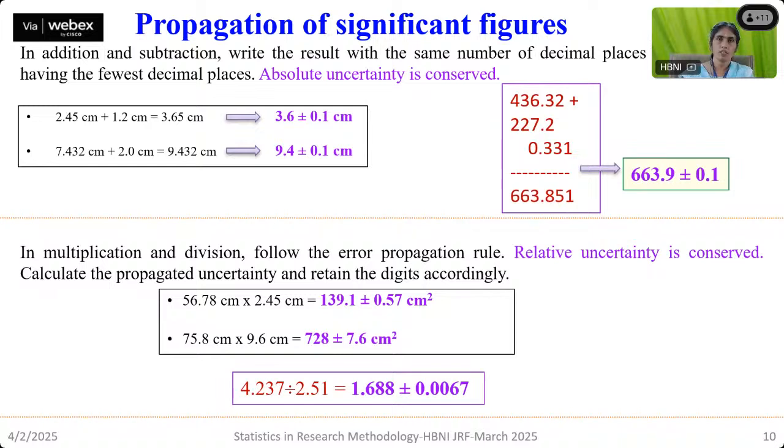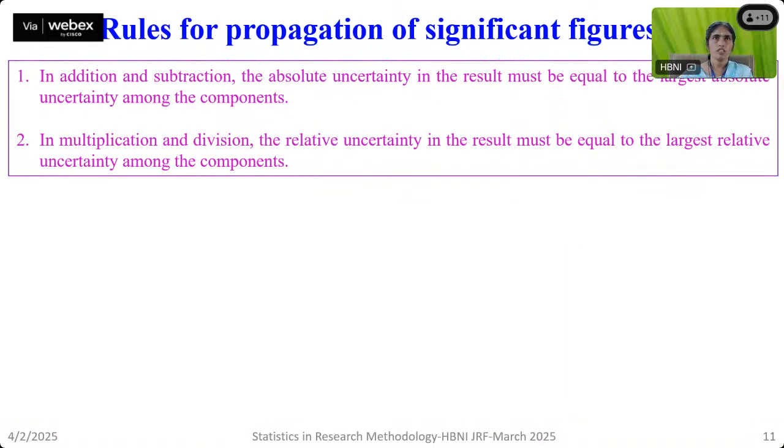In multiplication and division, what you have to do is follow the error propagation rule. Calculate relative uncertainties also and find out whichever factor has the highest relative uncertainty. The result will also follow its trend. So in words, whatever we have seen in the previous slide, in addition and subtraction, the absolute uncertainty in the result must be equal to the largest absolute uncertainty among the components. That will be visibly possible for all of you.